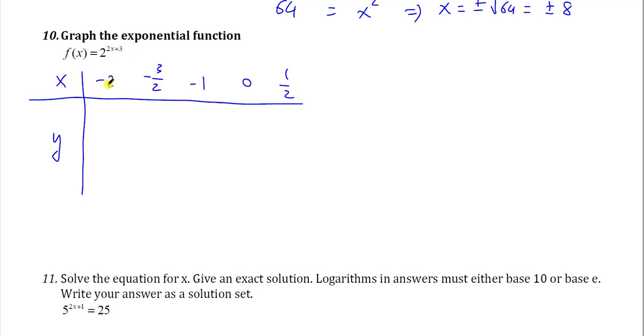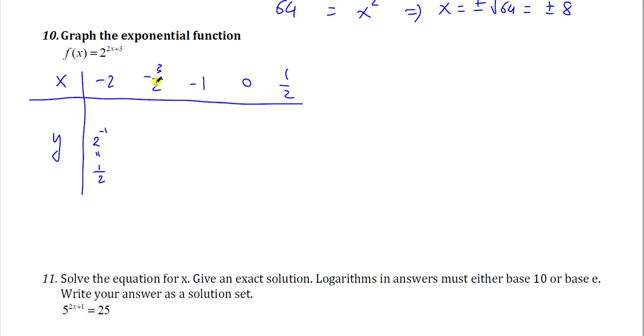Now when x is minus 2, minus 2 goes to x. So minus 2 times 2 is minus 4. Minus 4 plus 3 is minus 1. 2 to the power of minus 1, that's equal to 1 over 2. So when your x is minus 2, your y should be 1 half.